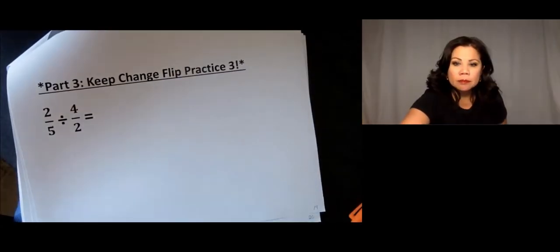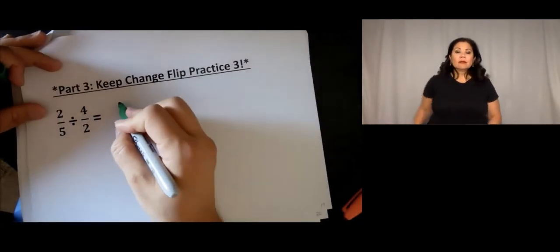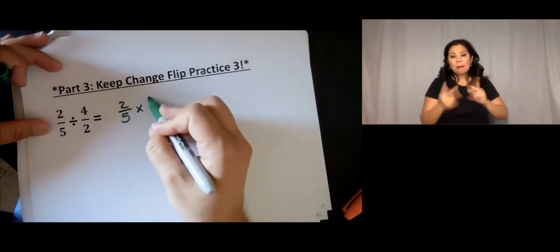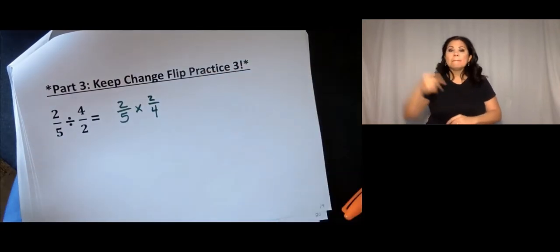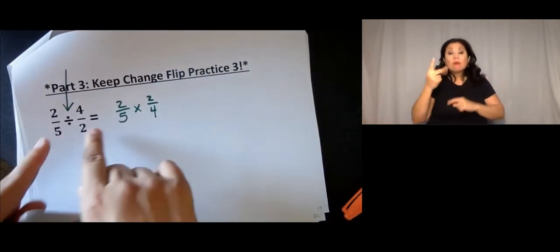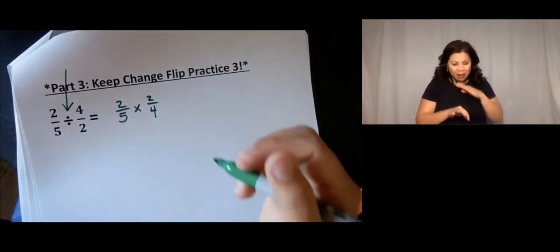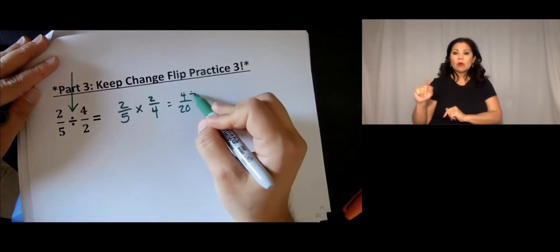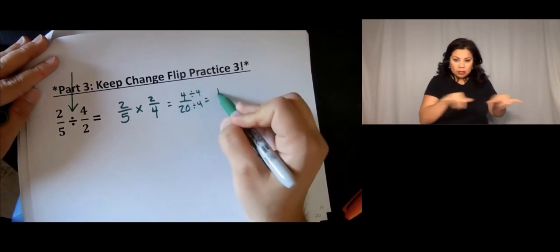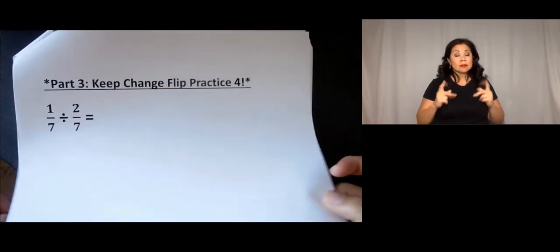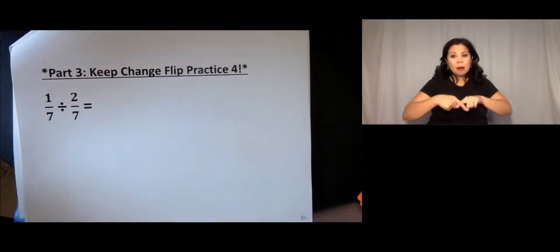All right. I keep the first fraction the same, change the division to multiplication, and I flip this second fraction. So hold on, before we go on, how do we know when we're going to be doing keep, change, flip? Whenever you are dividing fractions. Okay. 2 times 2 is 4. 5 times 4 is 20. The biggest number they have in common is 4. So I get 1/5. There we go. All right. Last one to practice for dividing fractions. Go ahead, pause it, and then come back.